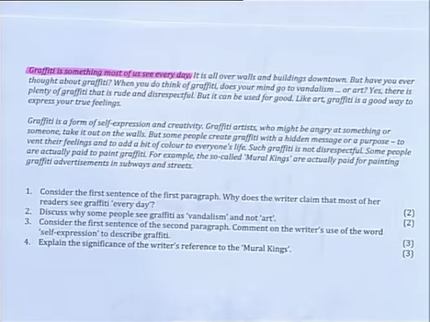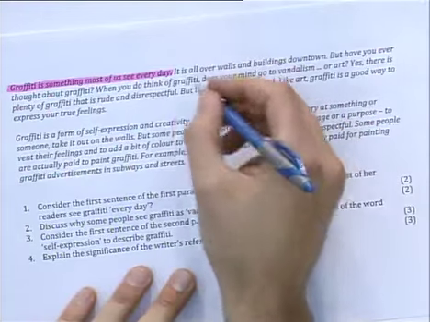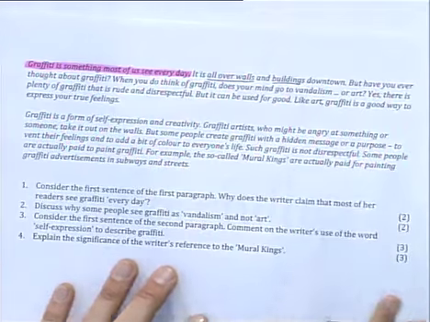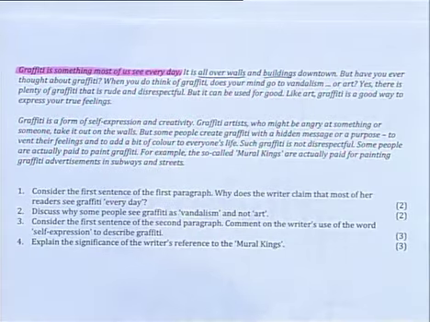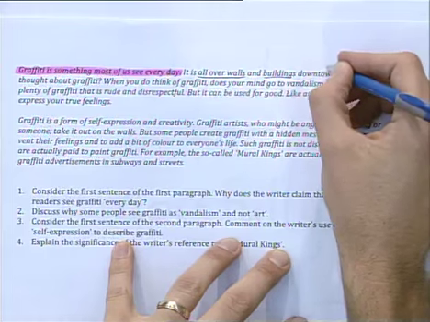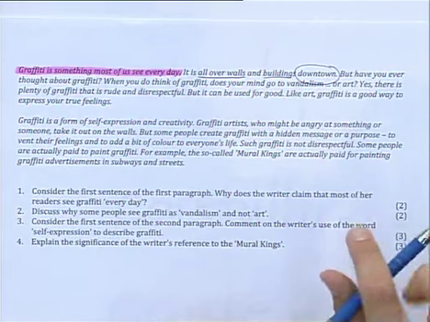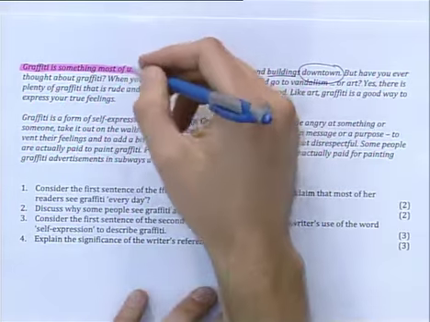Well, that gives us a clue. Where it says here, it is all over walls and buildings, there's a suggestion there as to why people would see it every day. Why would people see graffiti every day? Well, it's all over walls and buildings, but where specifically? Let's read carefully and let's read closely. It's all over walls and buildings downtown. Okay? And let's have a look in this first sentence.